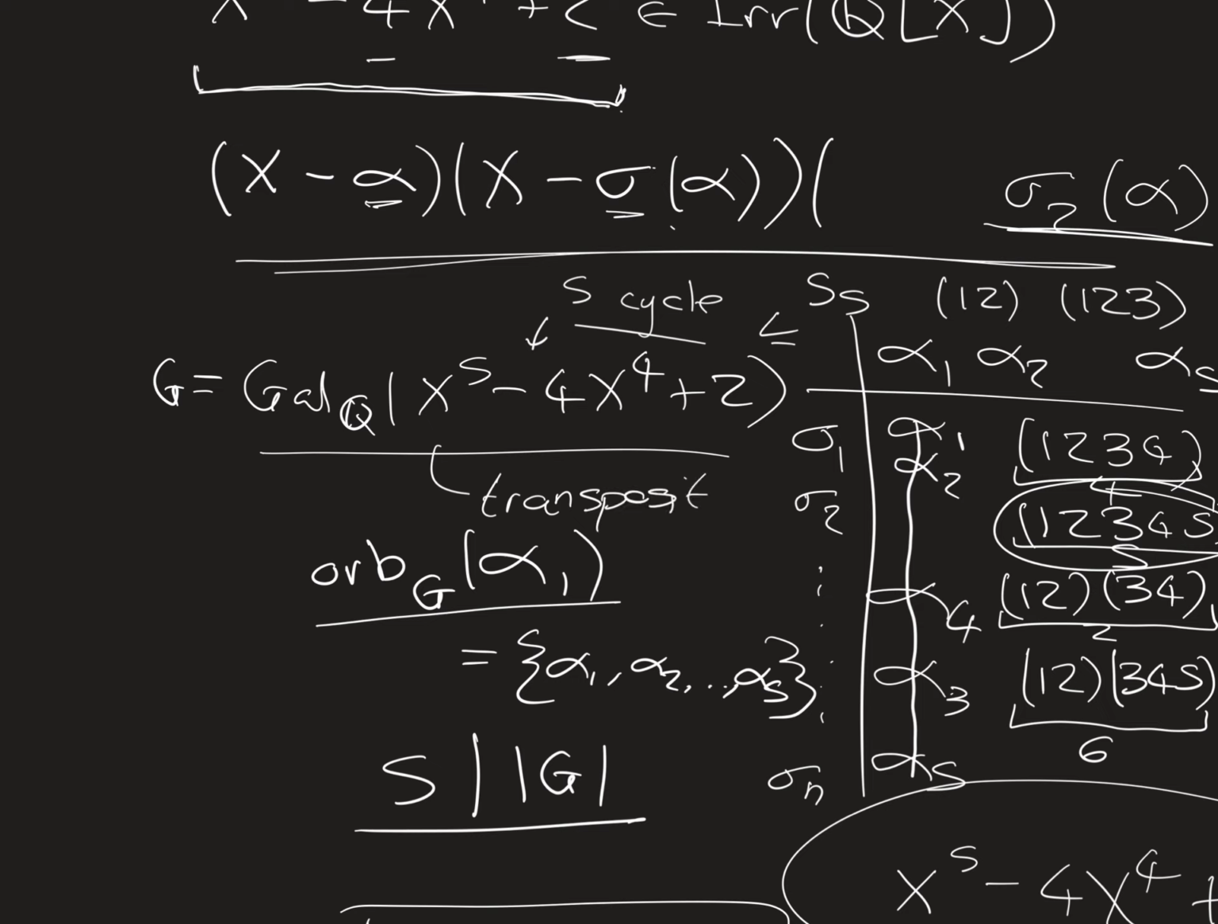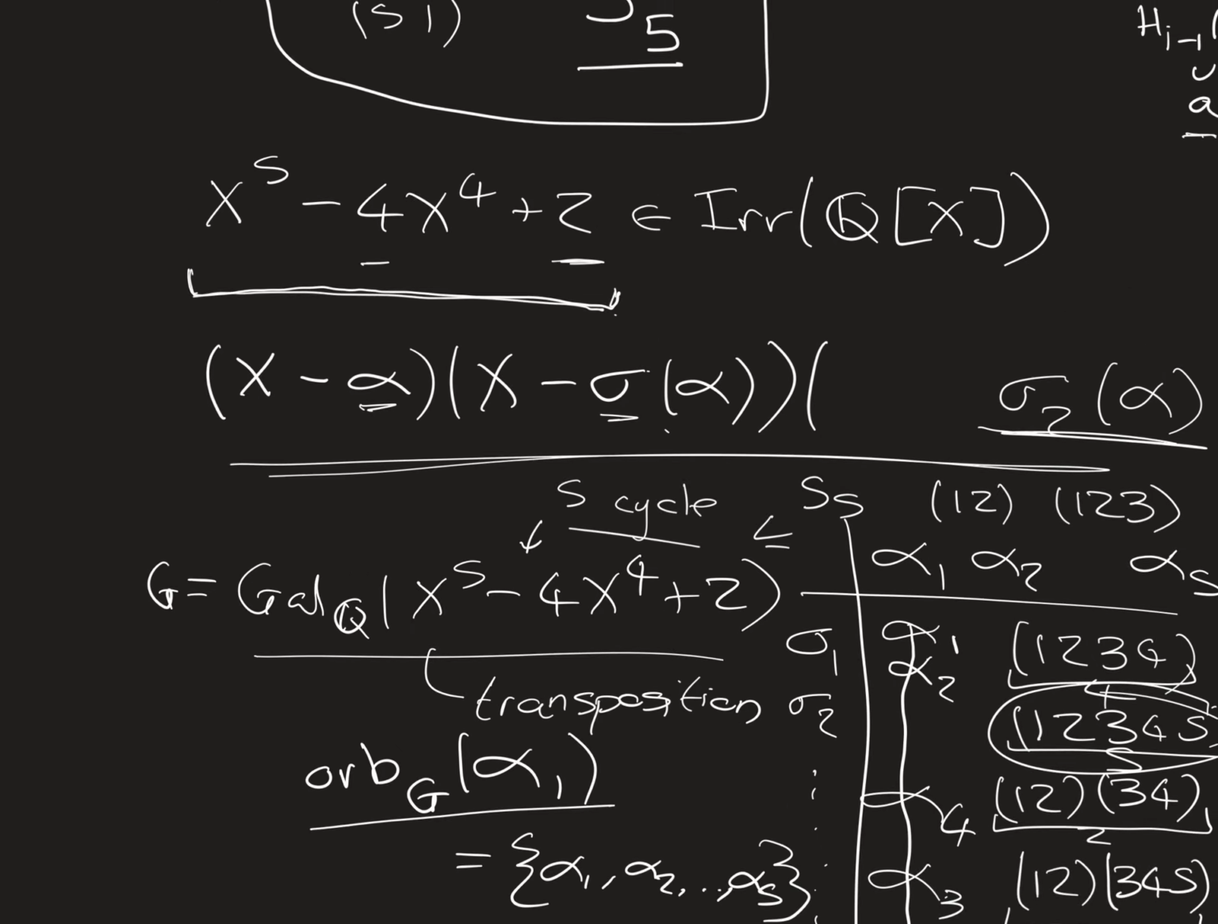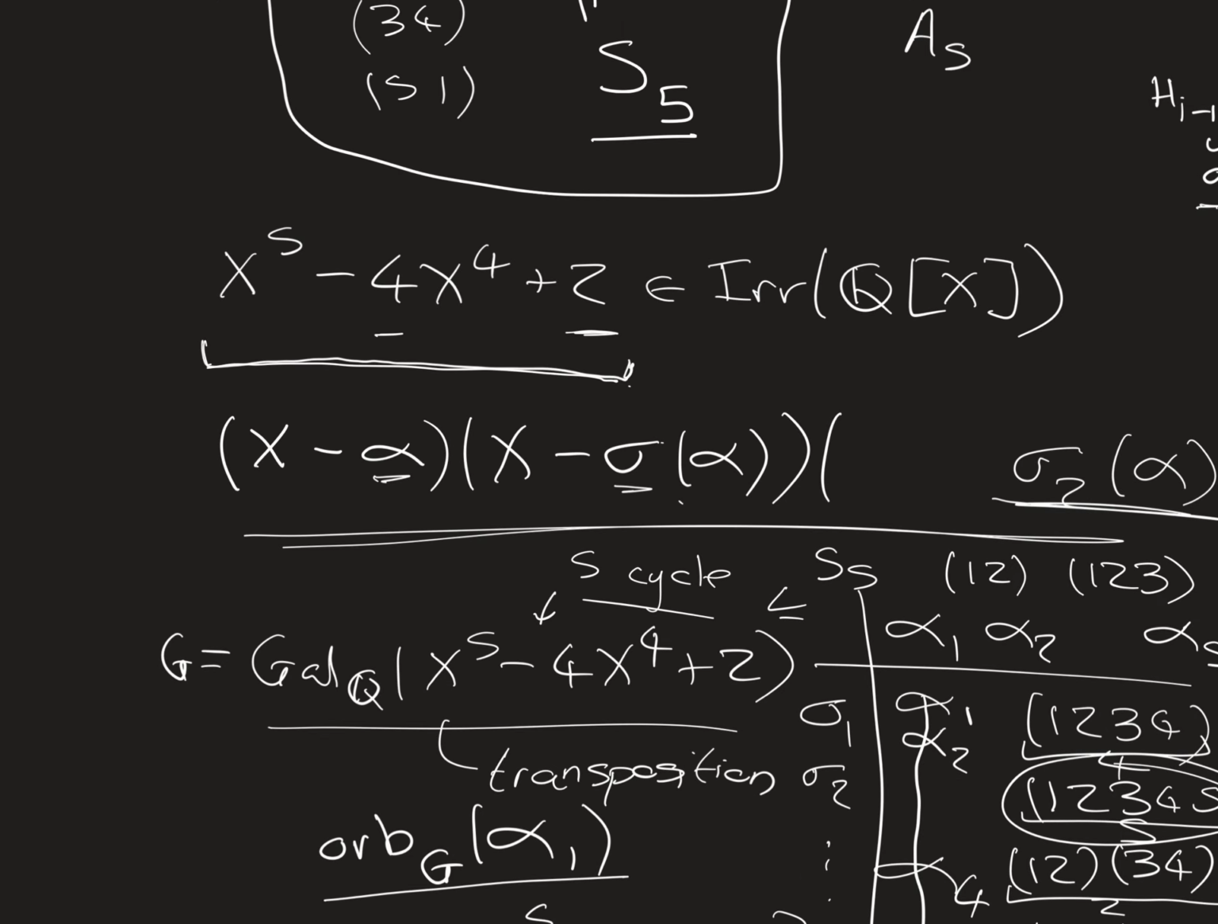And now I use what I've said, which is that once you've got a transposition and a 5 cycle, it's immediately forced to be S5. So quod erat demonstrandum now. That's the end of the proof. That does it. This polynomial is not solvable by radicals over the rational numbers, and that proves that there cannot exist a quintic formula in any characteristic 0 field.